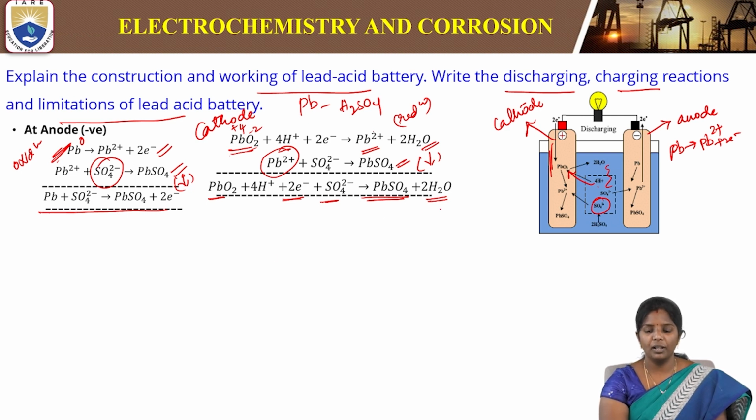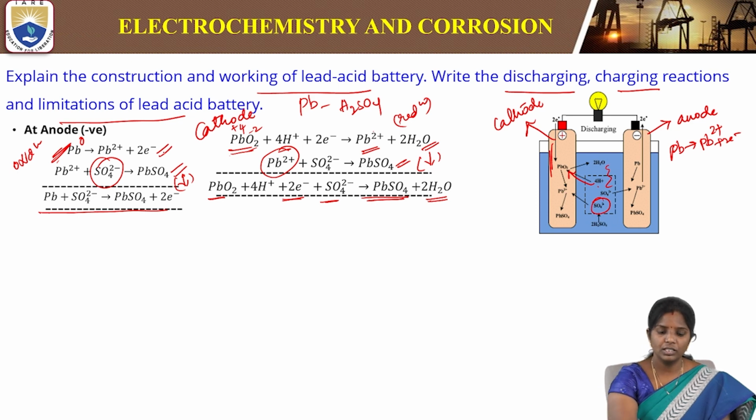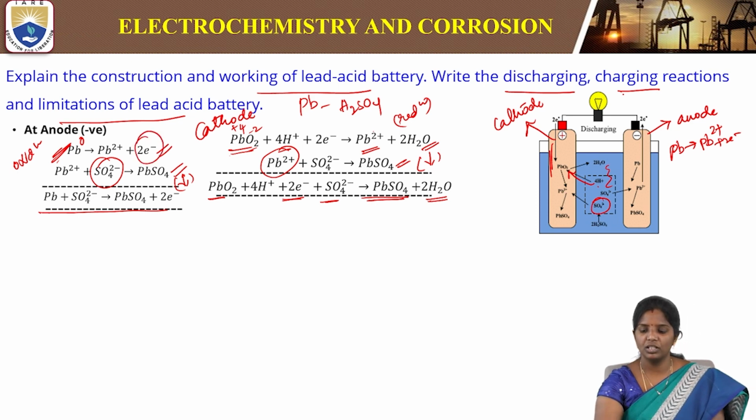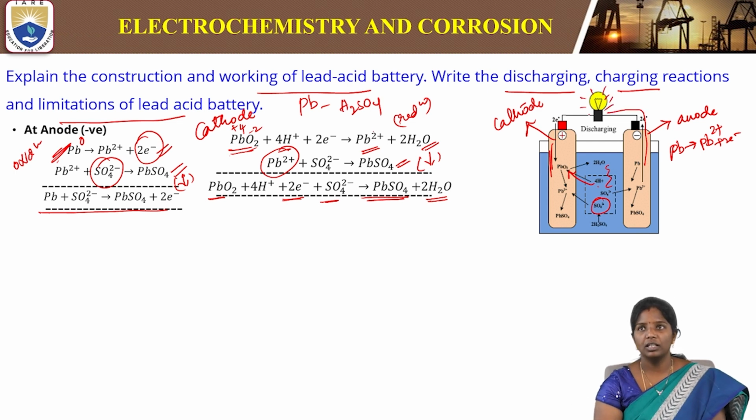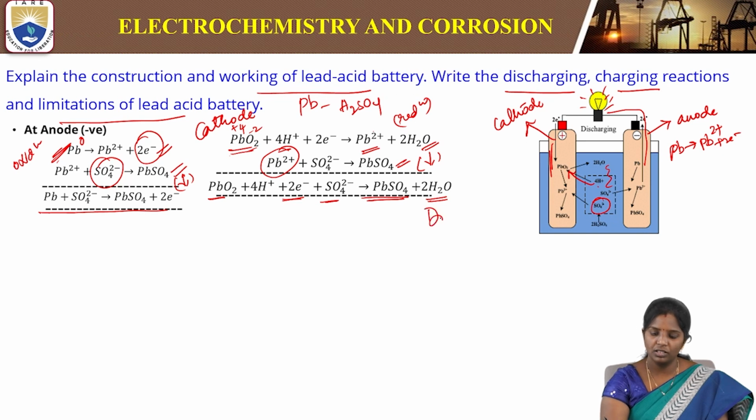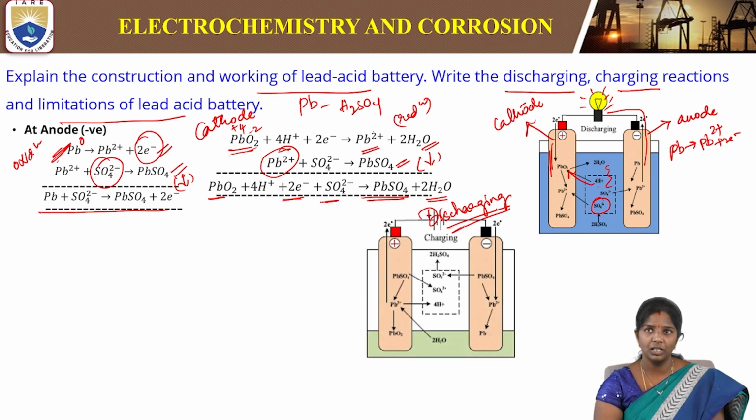So without any application of energy, there are reactions taking place. So these electrons flow through the circuit and help in generating electricity. So that is the discharging reactions. So these are the discharging reactions. Discharging reactions happen due to spontaneous redox reactions.